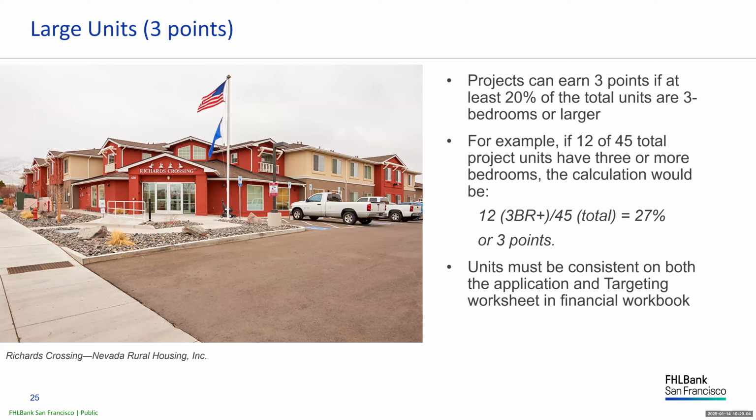Here we have our large units category. Similar to homeless and special needs, at least 20% of total units must have 3 or more bedrooms to qualify for points in this category. For example, if 12 of 45 total project units have 3 or more bedrooms, the calculation would be 12 3-or-more-bedroom units divided by 45 total project restricted and non-restricted units equals 27%, or 3 points. Units must be consistent on both the application and targeting worksheet in the financial workbook. Last year, 50%, or 25 out of 50 projects, received points in this category.